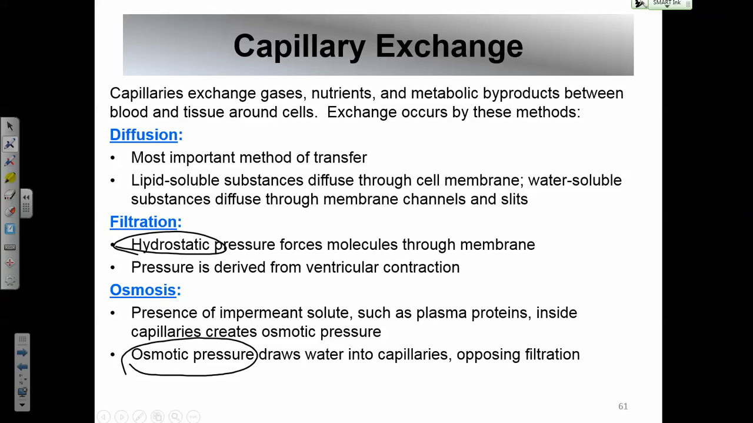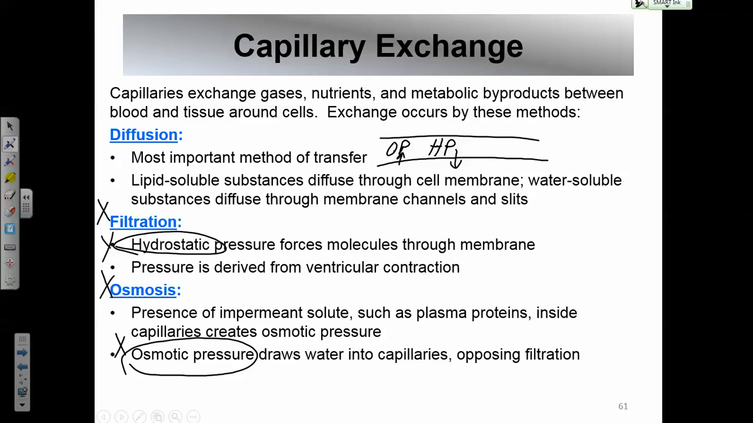Okay, osmotic pressure and hydrostatic pressure. Osmotic and hydrostatic pressure oppose each other. If here's a blood vessel like a capillary, you have osmotic pressure and you have hydrostatic pressure. If the osmotic pressure is higher, water's going to stay. If the hydrostatic pressure is higher, water's going to leave. You see that? Does that make sense? Because hydrostatic pressure is a pushing pressure for water. Osmotic pressure is a pulling pressure for water.